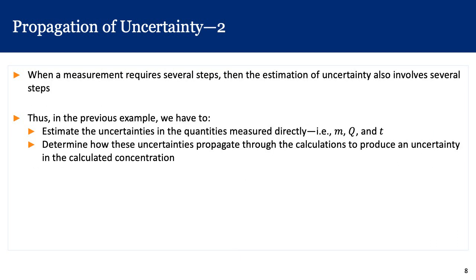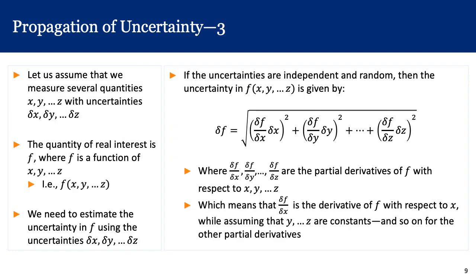So when you have a measurement that takes several steps, three in this case, then the estimation of uncertainty also involves several steps. In this example, we have to estimate the uncertainties in the quantities measured directly, namely mass m, flow rate Q, and time T, and determine how these uncertainties, quote unquote, propagate through the calculations to produce an uncertainty in the calculated concentration.